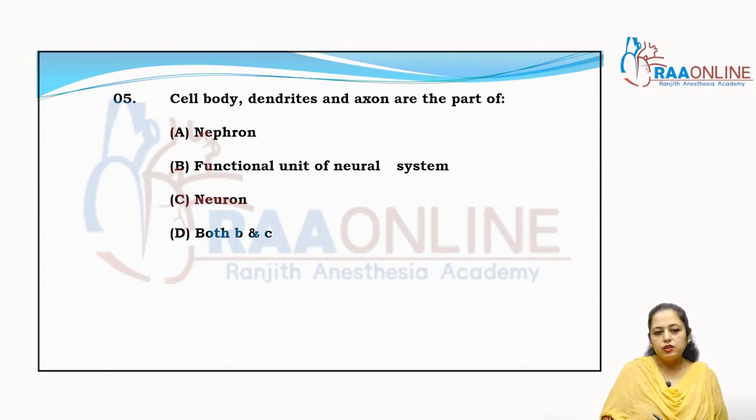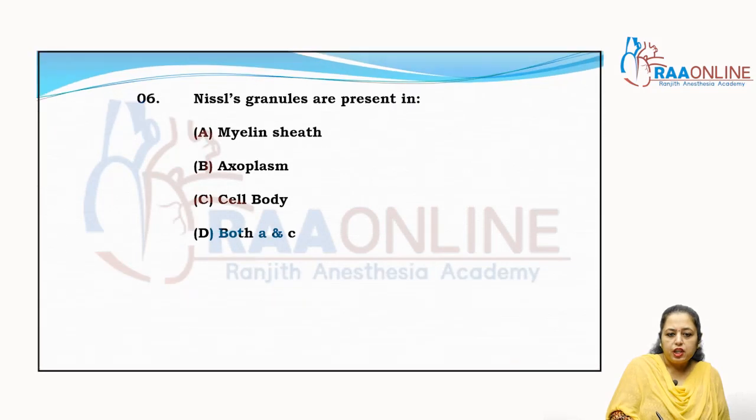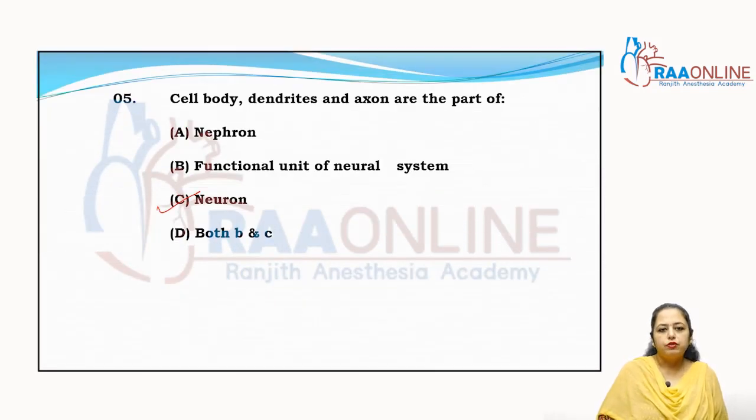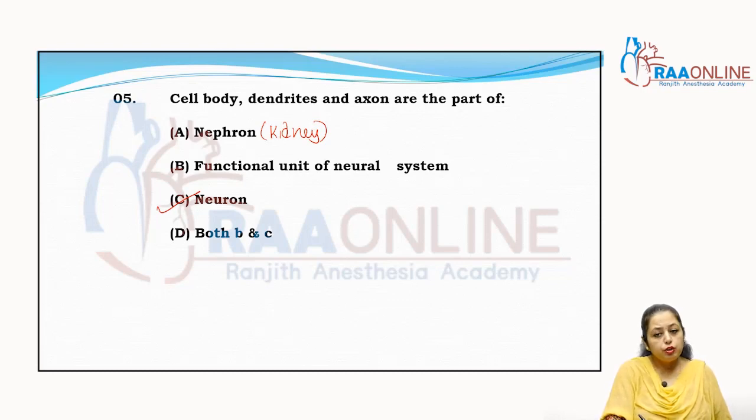Now come to the next one, cell body, dendrite and axon are the part of the neuron, right? They are not the nephron. Nephron is related to the kidney, which is the structural and functional unit of the kidney, right? Functional unit of the neural system is the neuron, right?